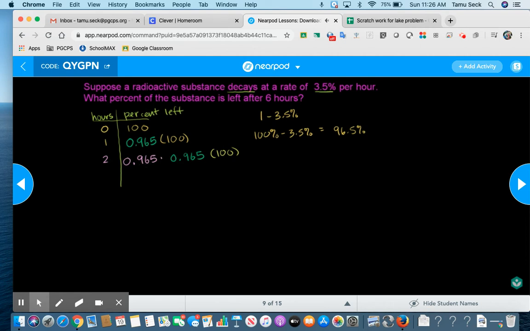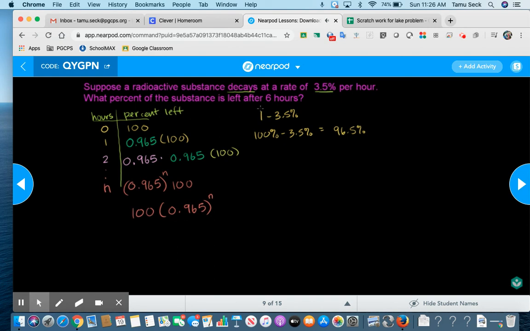So in general, in the nth hour, we do this in a nice bold color, in the nth hour, we're going to have 0.965 to the nth power times 100 left of our radioactive substance. And oftentimes you'll see it written this way. You have your initial amount times your common ratio, 0.965 to the nth power. This is how much we're going to have left after n hours.